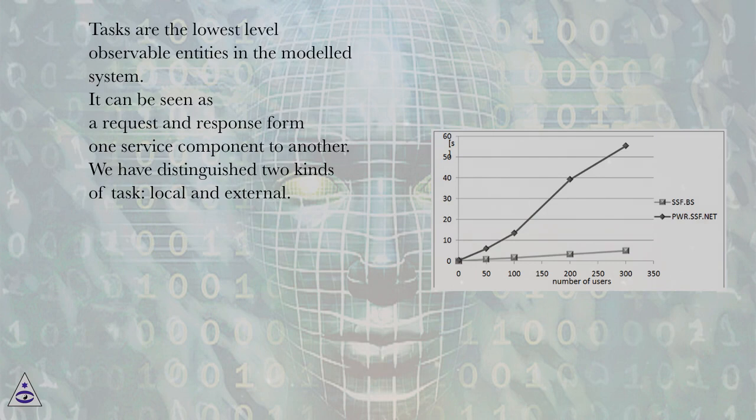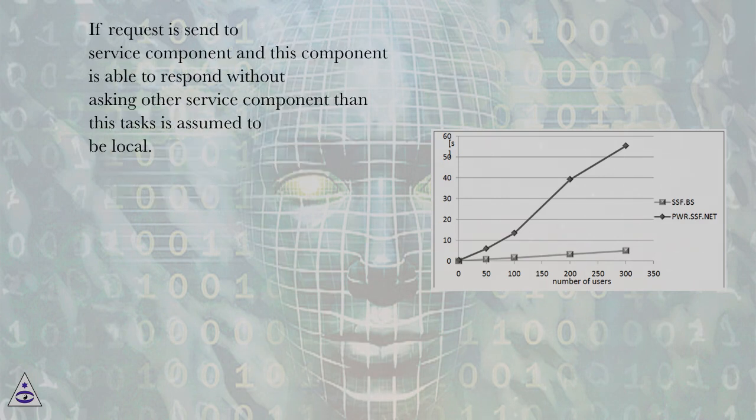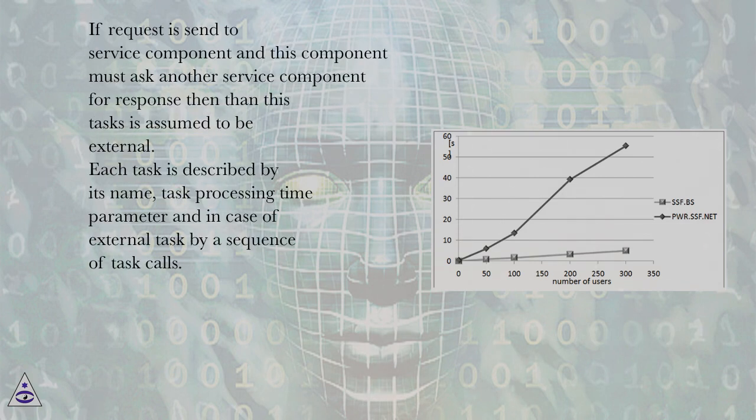Tasks are the lowest level observable entities in the modeled system. A task can be seen as a request and response from one service component to another. We have distinguished two kinds of task, local and external. If a request is sent to a service component and this component is able to respond without asking another service component, then this task is assumed to be local. If a request is sent to a service component and this component must ask another service component for a response, then this task is assumed to be external.